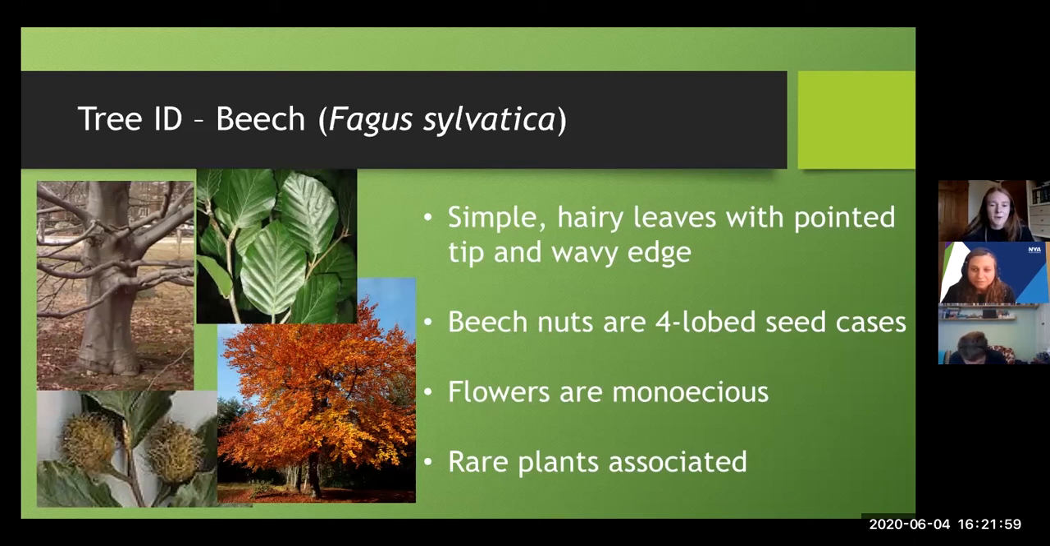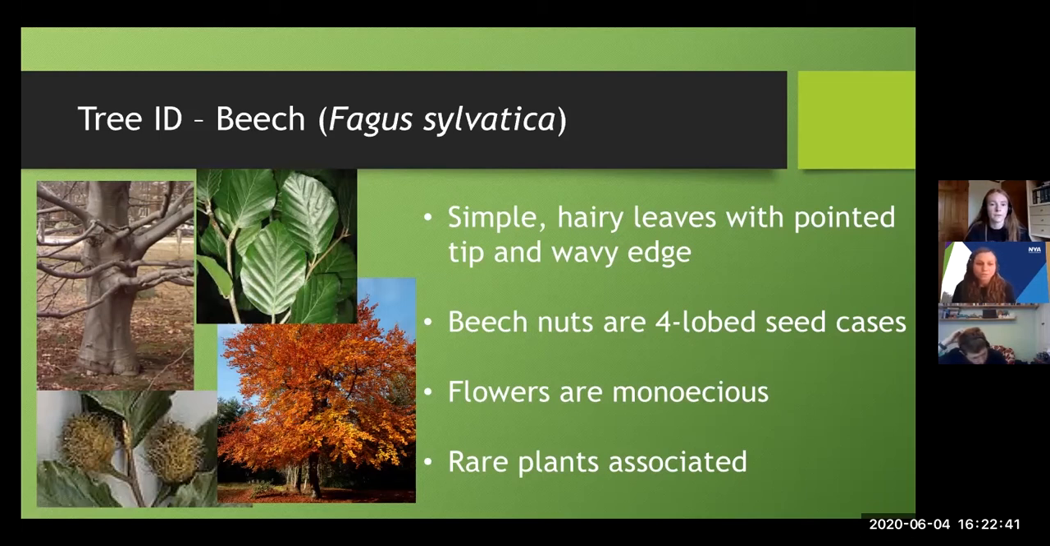Their flowers are monoecious, which I will explain in a second. And they have a really dense canopy, so they've got quite a few rare plants associated with them because of that. One way I would say to identify them is their bark. Again, it's similar to a young sycamore's bark, so it's this smooth, pale bark, but they have this almost candelabra shape. They put out branches there and then there. In the autumn, when they're this copper colour, it's really beautiful.